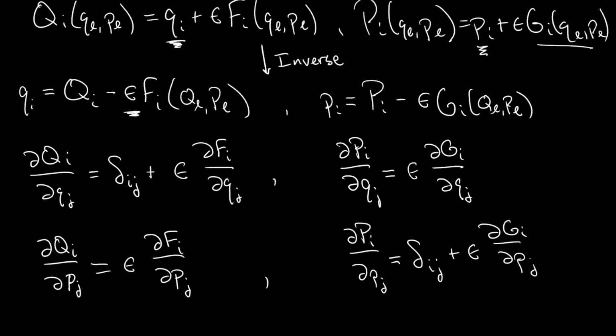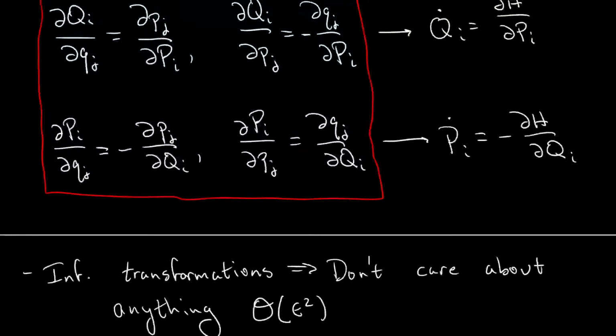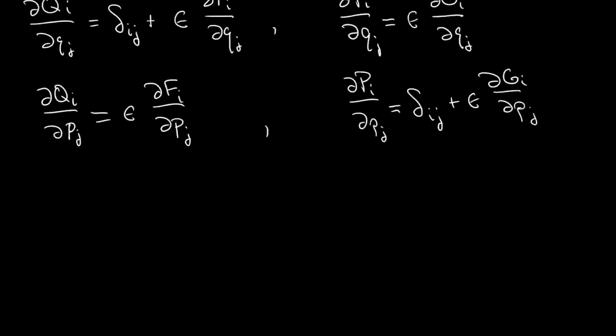Now I have to take the derivatives of these guys with respect to my new coordinates. So I take the derivatives of my old coordinates with respect to the new coordinates, right? Because that's what was showing up on the right-hand side of these equations. So I can do that.